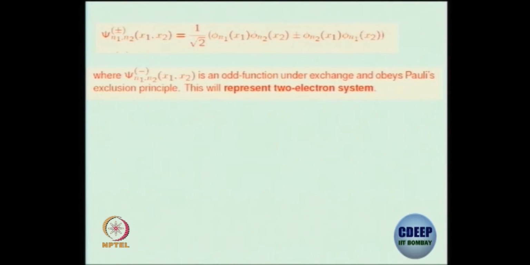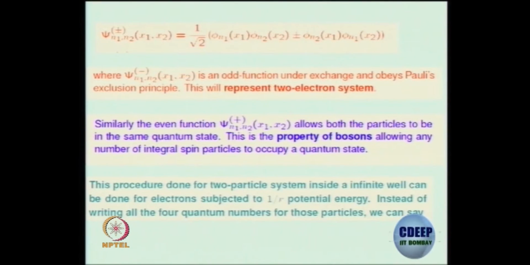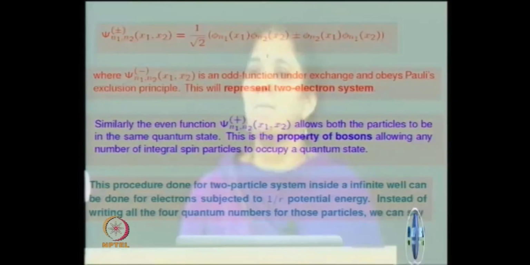So this will extrapolate if you had 3 particles. You have to make it totally antisymmetric, and for bosons you can make it totally symmetric. Okay. So I am just giving you a flavor that you can try to write the wave function for a 2 electron system as an odd function with the minus sign. Similarly, the even function is allowed for bosons. What do you do for the hydrogen atom problem? I did this for a particle in a box.